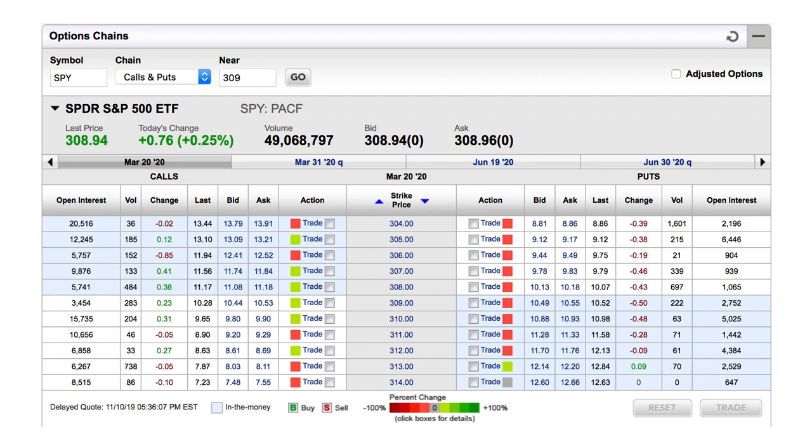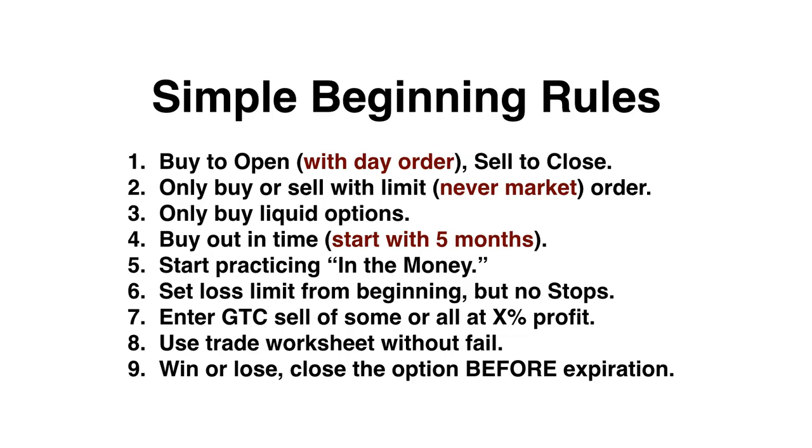So we're going to buy in the money to start with. You're going to start practicing in the money. You're also going to set your loss limit from the beginning, but no stops. We're not going to let the market makers see your stops. You're going to go ahead and know what your loss limit is. You're going to pay attention a couple of times a day to how the option's doing. And if the underlying stock or ETF is not going in the direction, up for calls, down for puts, then when you hit your loss limit, you are going to close the option. Take your small loss and move on.